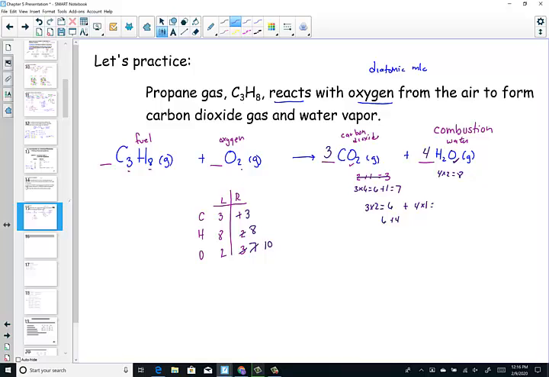Now I can back up to the left side, placing a coefficient of 5. 5 times 2 gives me 10 oxygens. We know we're balanced by using the T-chart method, counting left and right. Our coefficient ratio reads 1 molecule of propane reacts with 5 molecules of oxygen to form 3 molecules of carbon dioxide and 4 molecules of water. Our balanced chemical equation.